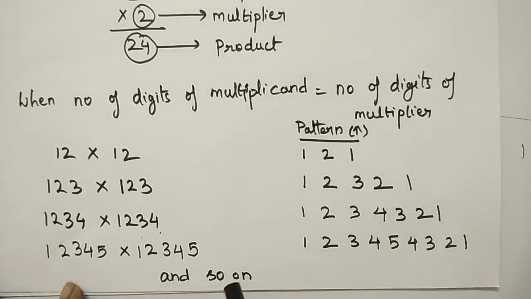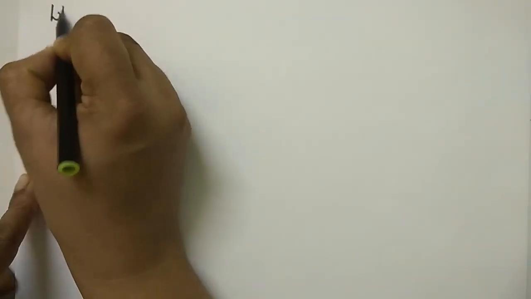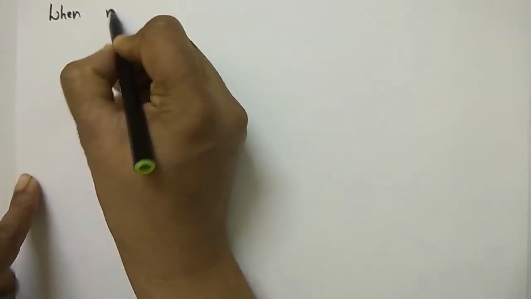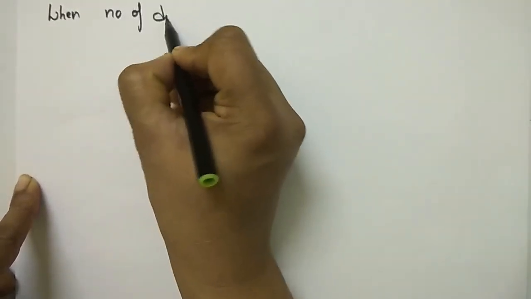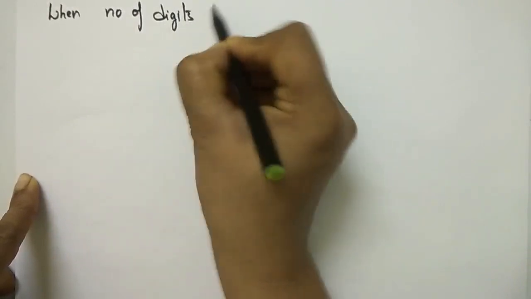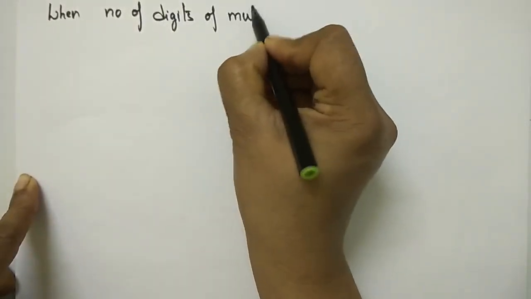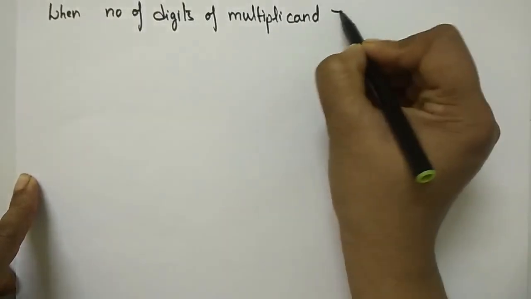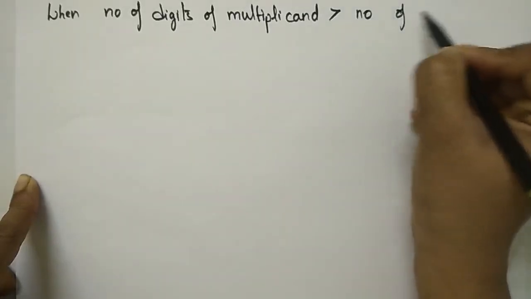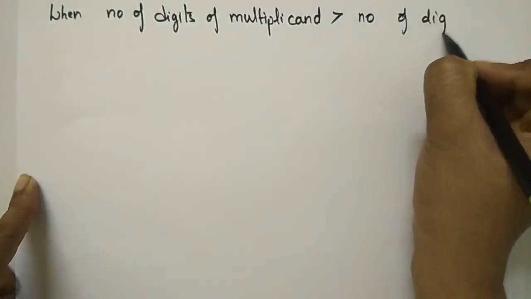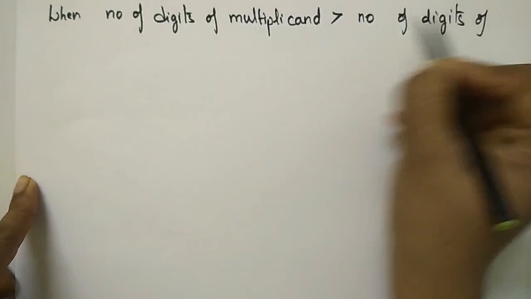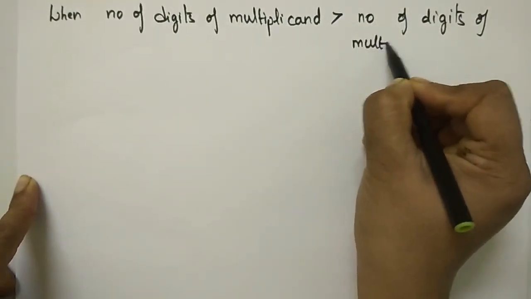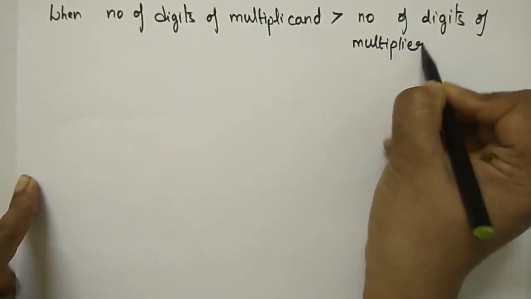Similarly, now let us study when the number of digits of the multiplicand is greater than the number of digits of the multiplier. Okay.